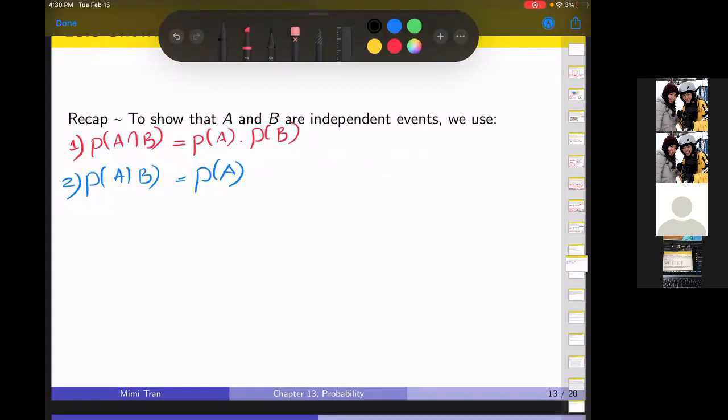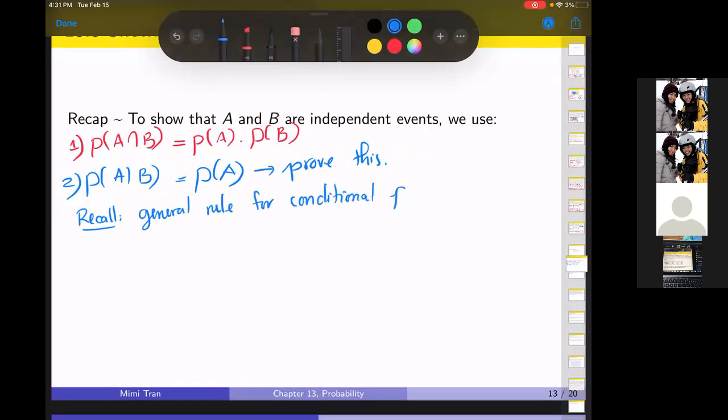Okay, let me prove it to you. Why is P of A given B equal to P of A when A and B are independent? We're going to prove this, and then we're done for the day. Prove this. Recall the general rule for conditional probability. Do you guys remember? Anyone remember without looking at it?